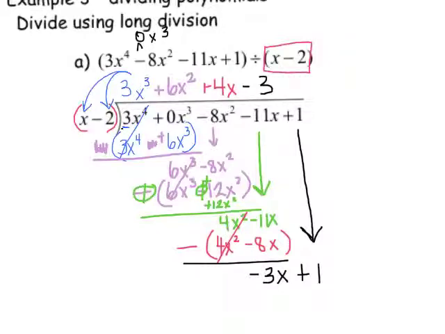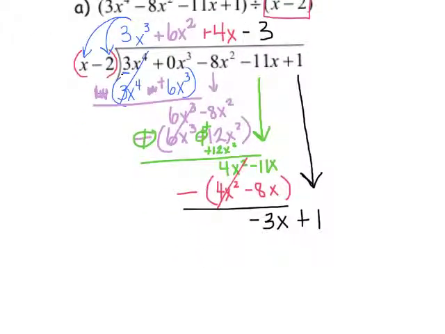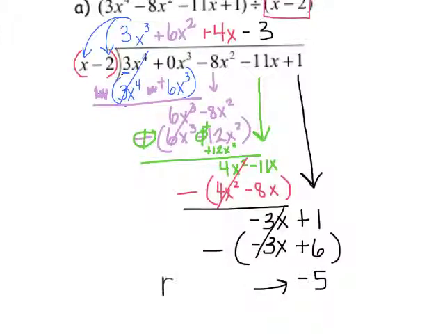So that makes negative 3 times x is minus 3x. Again, those are right on top of each other. They should match. And then plus 6. Parenthesize, subtract. So this goes away. 1 minus 6 is negative 5. That's your remainder.